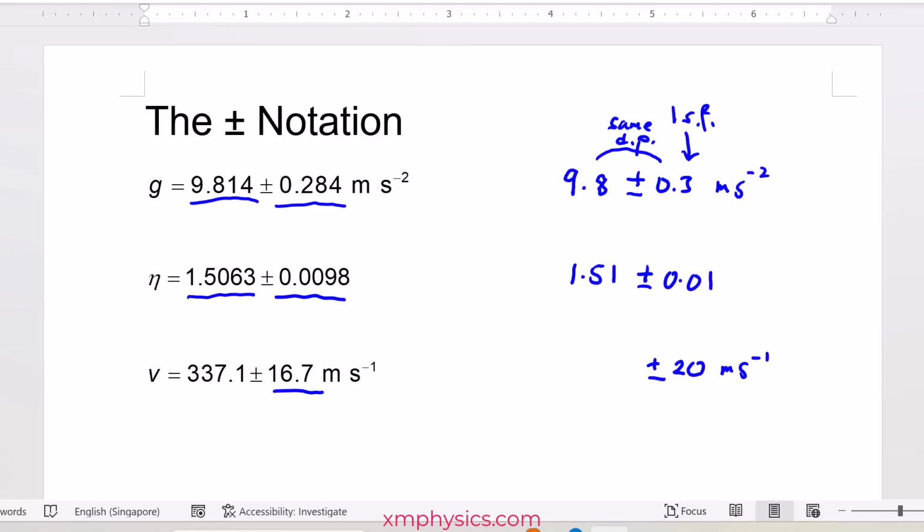Now let's match the precision. This is written to the nearest tens, right? So this guy here must be written to the nearest tens as well. So 340.